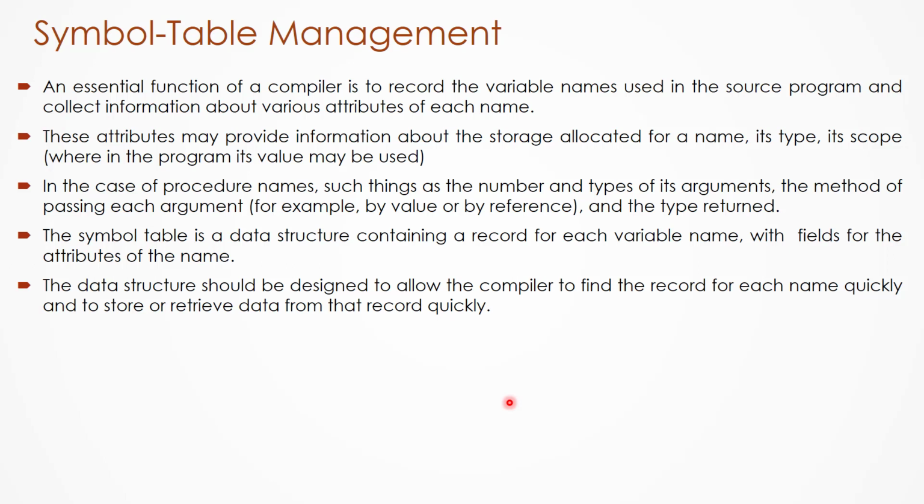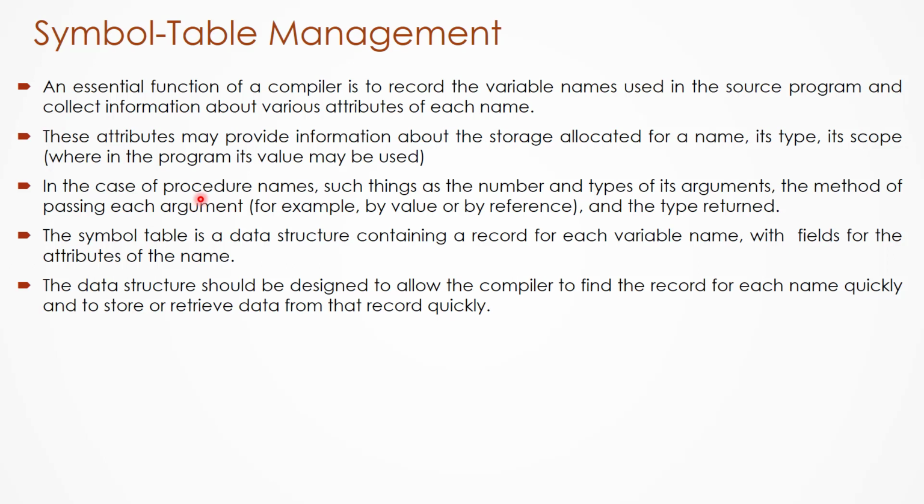Next is symbol table management. We already discussed about symbol table. An essential function of a compiler is to record the variable names used in the source program and collect information about various attributes of each name. So variable names have to be stored in the symbol table along with some information. These attributes may provide information about the storage allocated for a name, its type, its scope. So along with the name of the variable, its type and its scope is also stored. Scope means global variables and local variables.